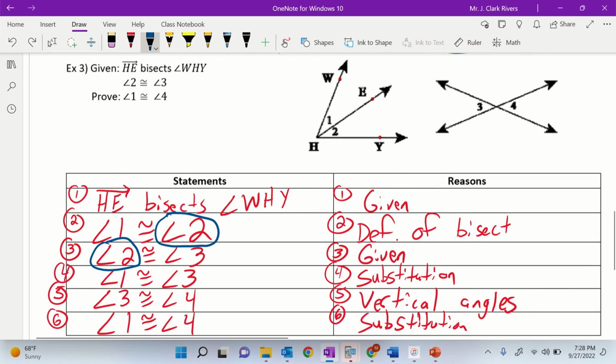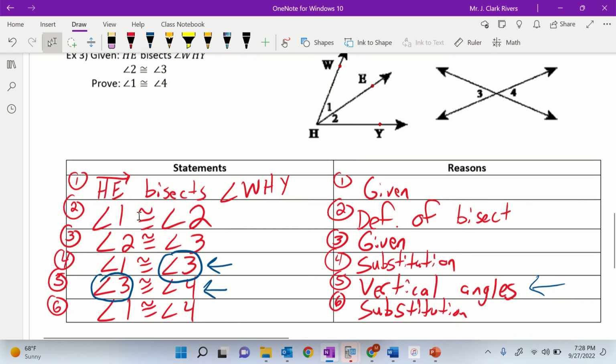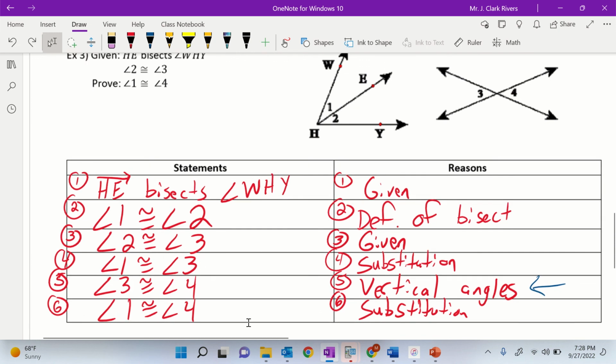Also, we know angle 3 and angle 4 are vertical angles, so they are congruent. This is the reason in the proof. Angle 3 is congruent to angle 4, vertical angles. And again, thinking about substitution, we know that angle 1 is congruent to angle 3, and we know angle 3 is also congruent to angle 4. So I can take that angle 3 out, and I can put angle 4 in its place, meaning angle 1 is going to be congruent to angle 4. Do you see that right there? That is substitution. Angle 1 is congruent to angle 4.